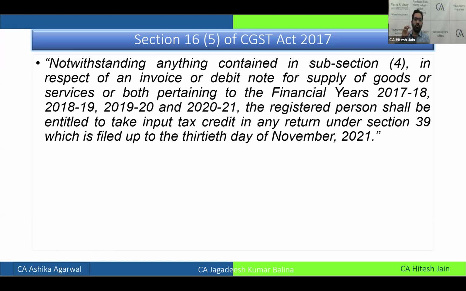So, by virtue of this section, they are giving me the benefit to claim ITC for the first 4 financial years, provided I have satisfied the 2 conditions. First, I have claimed such ITC through filing my GSTR 3B, and my GSTR 3B for all the tax periods from July 17 to March 21 must have been filed on or before 30th November 2021.